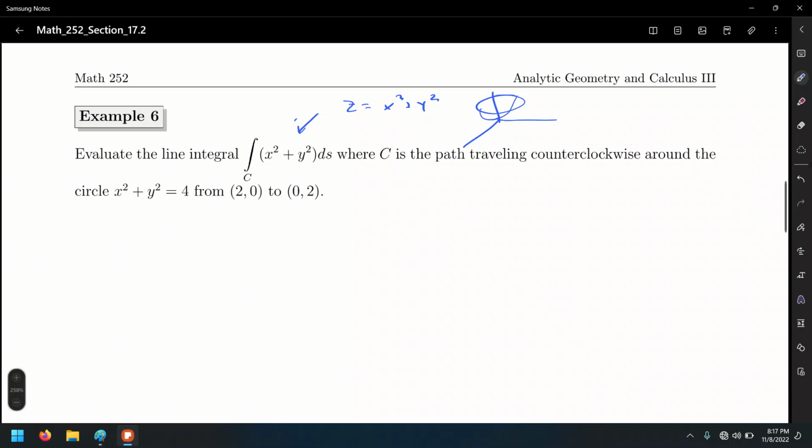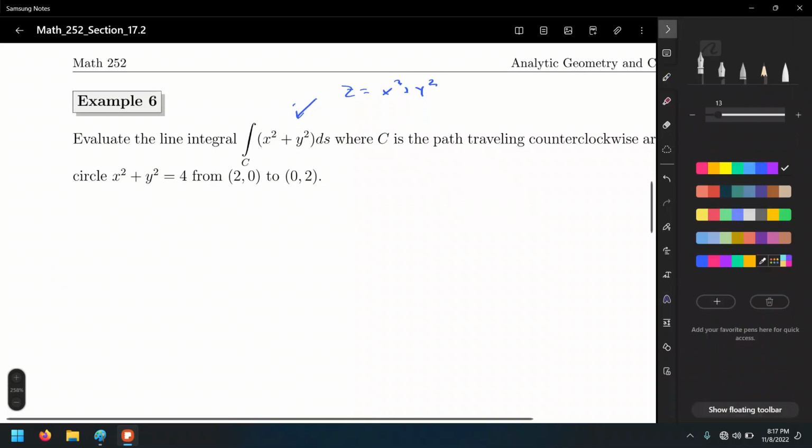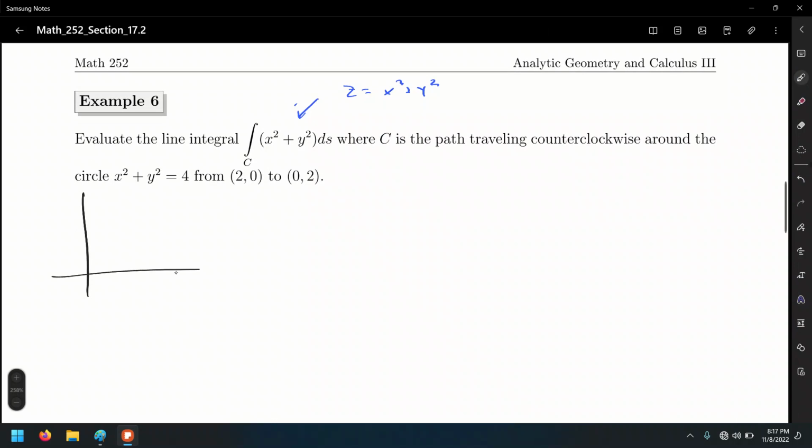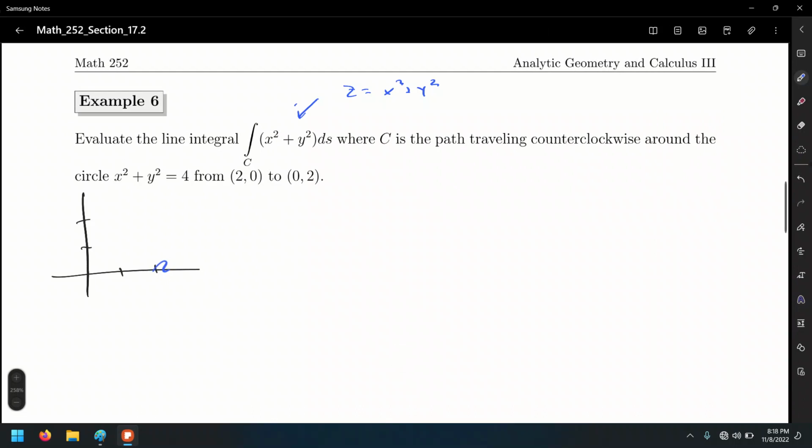Well, again, we have a lot of information here. And in this case, the circle x squared plus y squared equals 4. So we can represent the circle, but not really the whole circle, only the part that goes from the point (2, 0) to (0, 2). And notice in this case, direction matters, all right? So it's going to go in this direction.